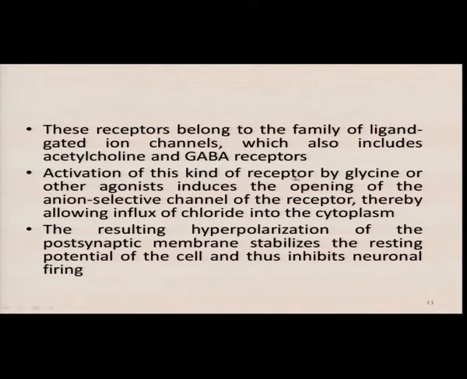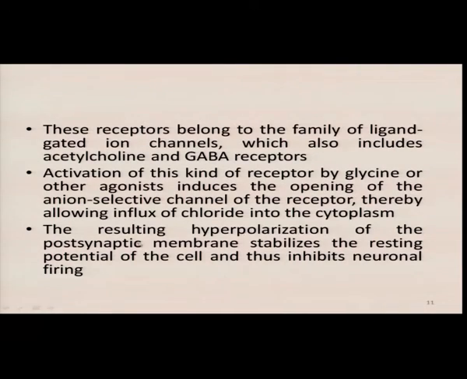Activation of this kind of receptor by glycine or other agonists will induce the opening of the anion-selective channel of the receptor. As a result of the opening of this anion channel, you will have an inflow of chloride ions into the cytoplasm. From whichever cell you are talking about, here the brain cell or the spinal cord cell, once the agonist binds to the receptor, it opens the ligand-gated channel, letting chloride ions into the cytosol. This resulting hyperpolarization of the postsynaptic membrane will stabilize the resting potential of the cell and thus inhibit the neuronal firing.